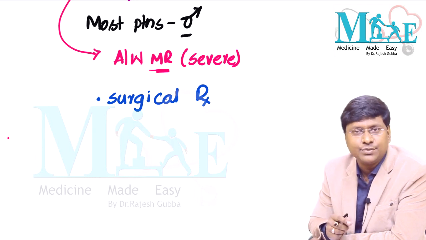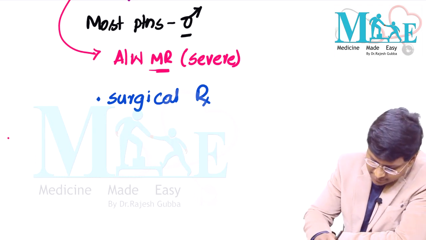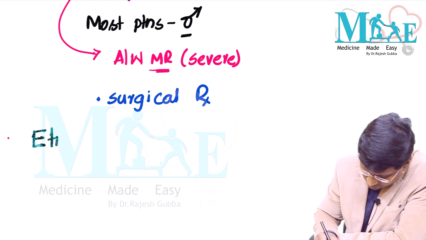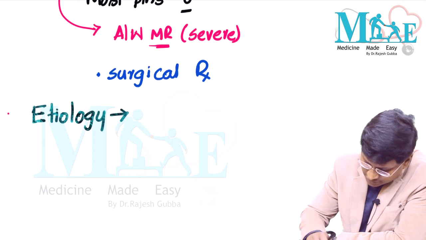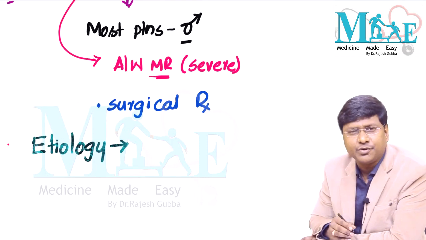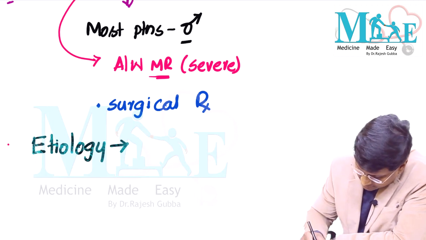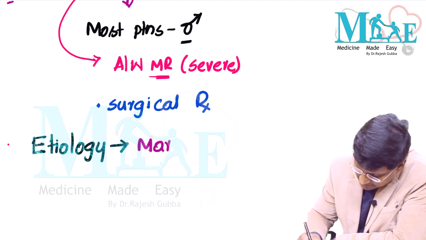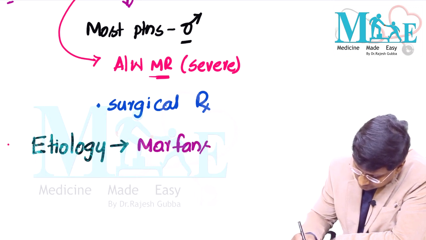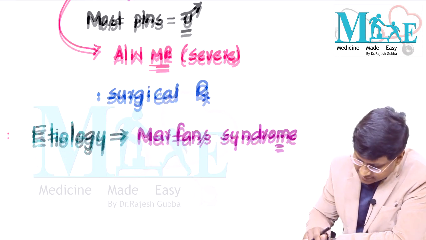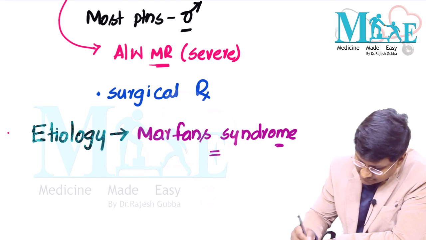Now, before that, let me tell you the etiologies where you come across this particular mitral valve prolapse. If you take the etiology of mitral valve prolapse, remember an important point: most commonly the mitral valve prolapse is seen in those individuals who have Marfan syndrome. It is one of the most common cardiovascular system manifestations of Marfan syndrome.